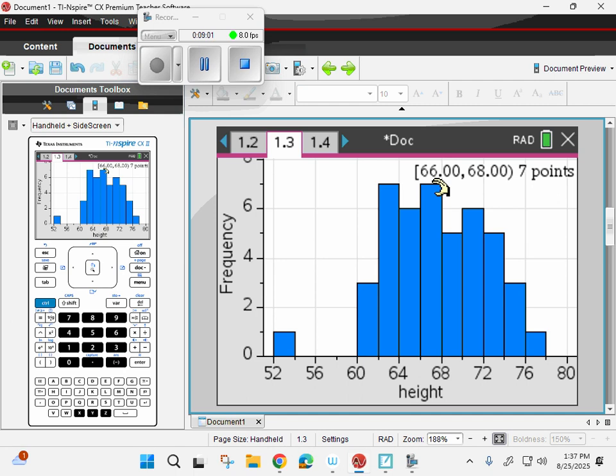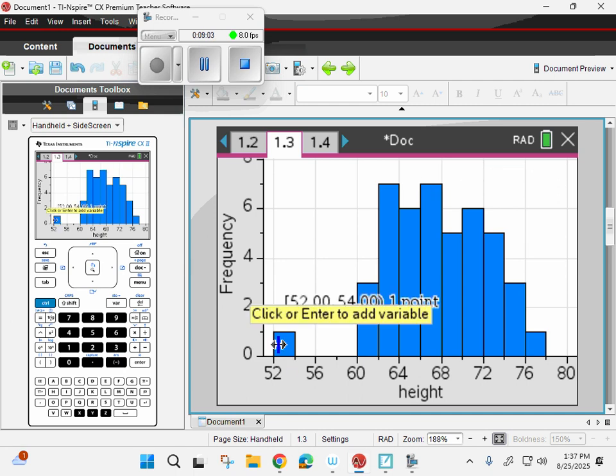All right, I want to teach you guys a few things about this super cool histogram. If you hover over this, the bracket means including 52, but the parenthesis over here means not including 54. This means that people who are 52 and 53 inches tall are in this bin, and there's one person. Do you think this person is actually 52 inches tall? I think they calculated wrong, and it's supposed to be 62.